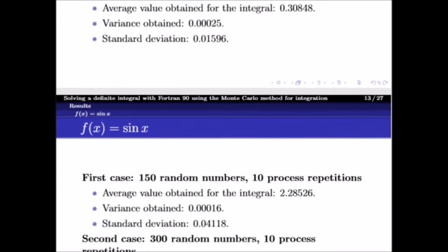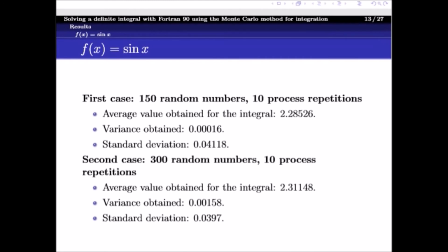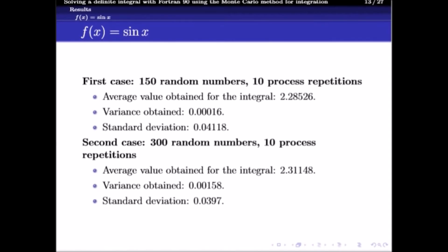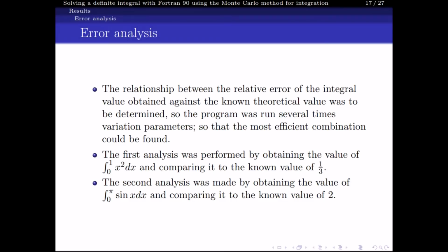But this did not happen in the second case. In this case, we obtained that the closest value to the expected one was with only 150 random numbers. Therefore, we performed an analysis of the distribution of the random numbers and of the values of the integrals. We wanted to analyze the errors of each integral value with respect to the known theoretical value. So the problem was run several times by reading parameters so that the most efficient combination could be found.